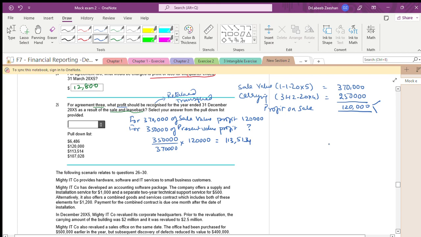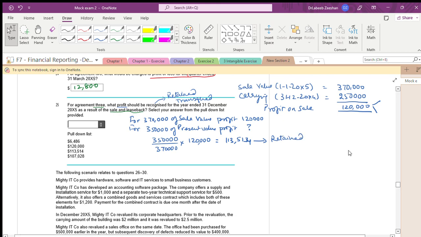Nothing will happen, don't worry about that. In the examination, if you find the nearest value, go for the nearest value. Rounding off. Now, see what happens. This is before you sold, at the time of sale. At the time of sale, 120,000 is the profit. The right you have is how much? This has to be retained.